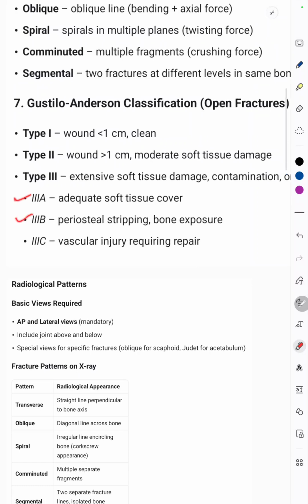That is further divided into type 3A, 3B, 3C. In 3A, adequate soft tissue cover is still present. In 3B, there is periosteal stripping and bone exposure. And in class 3C, there is a vascular injury requiring repair.